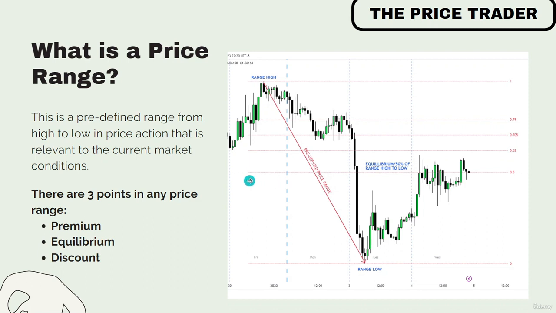There are 3 points in any price range. We have the equilibrium, which I've mentioned is very important because it defines our price range and helps us determine where we are within the scope of the price range and the market. Then we have premium, which is anything above the equilibrium, and discount, which is anything below the equilibrium.